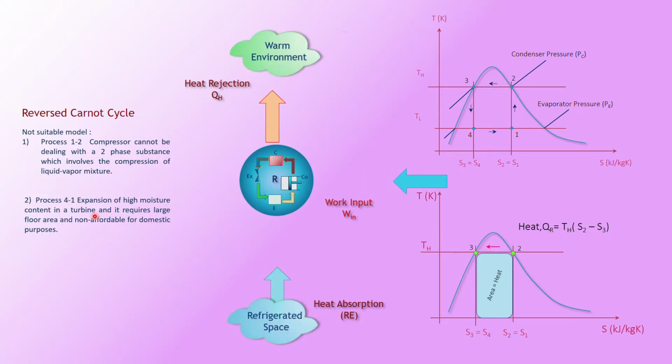Okay, you know when turbines deal with high moisture content, erosion will take place. The wear of the turbine blades will take place faster, and if you use a turbine, it requires a large flow area. And the next thing is it is unaffordable for domestic purposes. If, let's say for example, you were to buy a refrigerator which costs you a few $1,000,000, I don't think so. Nobody can afford to buy such a refrigerator with a turbine.